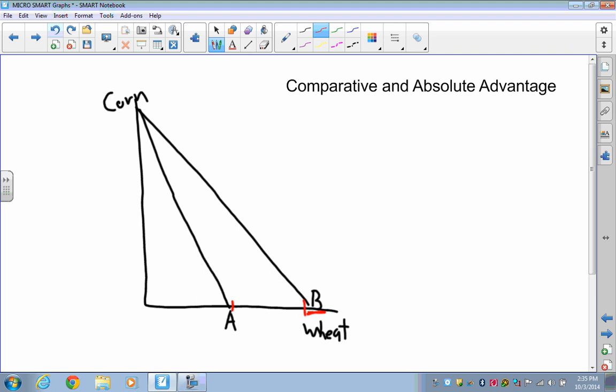Which means if they're best at wheat, what should country A spend their time and resources producing? Corn. Should start producing corn up here. And both sides would be able to do what? Trade and therefore benefit. That's easy enough? Okay. Let's go ahead and give you one more problem with this.